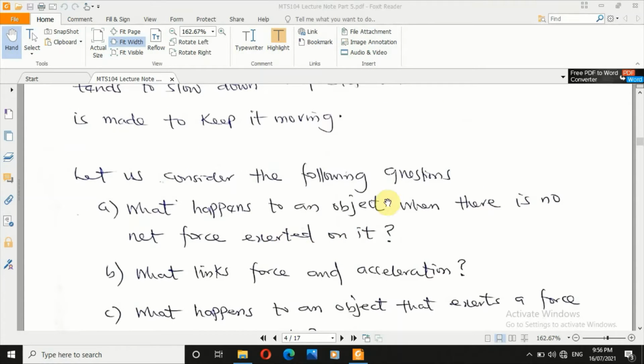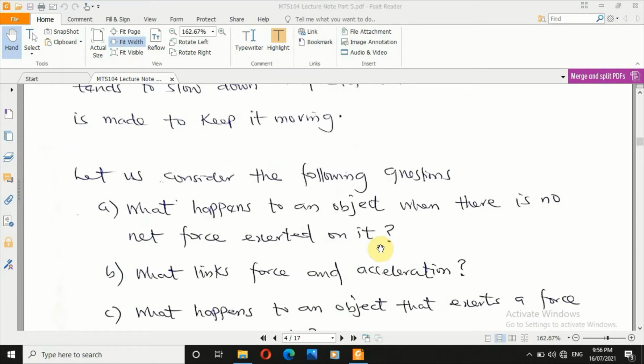Now let's consider the following questions. What happens to an object when there is no net force exerted on it? What will happen to that object? Now, what links force to acceleration? I want to get it now. But if you look at the first question, it's very familiar. I think we've answered this question before. What will happen to an object when there is no net force exerted on it? When there's no force exerted on it, what will happen? Definitely the ball will eventually come to rest. Is that what you're saying?